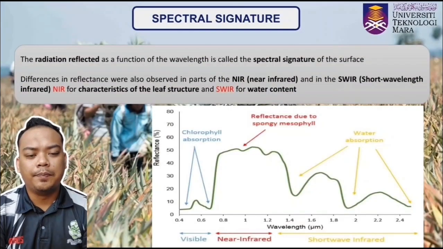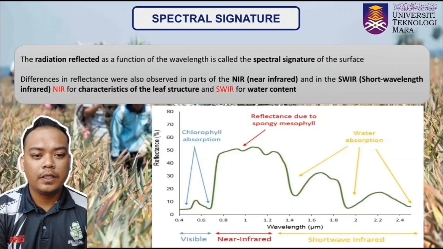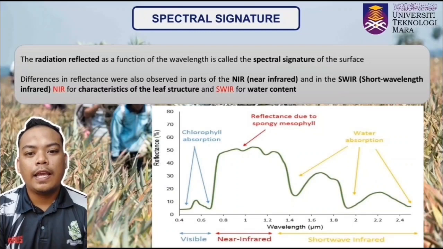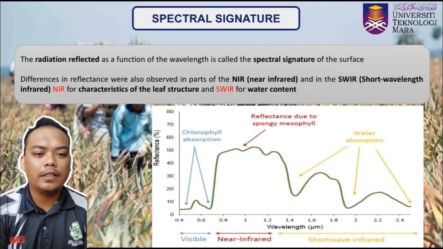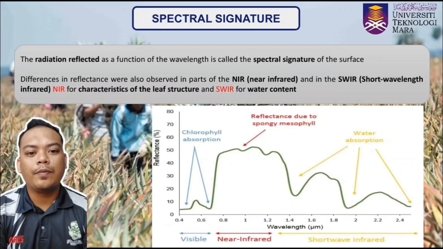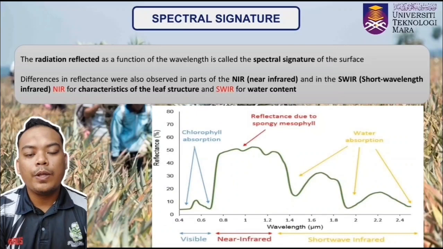What is a spectral signature? The radiation reflected as a function of the wavelength is called the spectral signature of the surface. Differences in the reflectance were also observed in the NIR, which is near infrared, and the SWIR, which is short wavelength infrared. The NIR detects the characteristic of the leaf structure. Meanwhile, the SWIR is to observe the water availability and the water content of the plant.